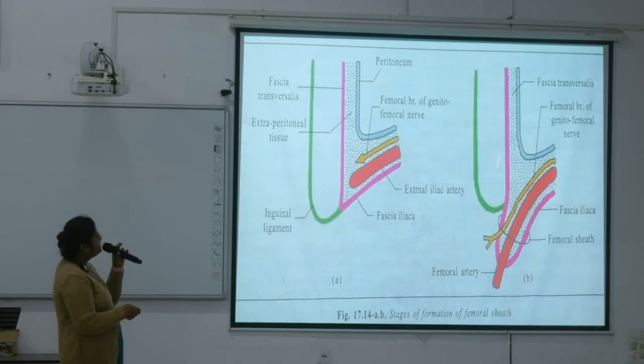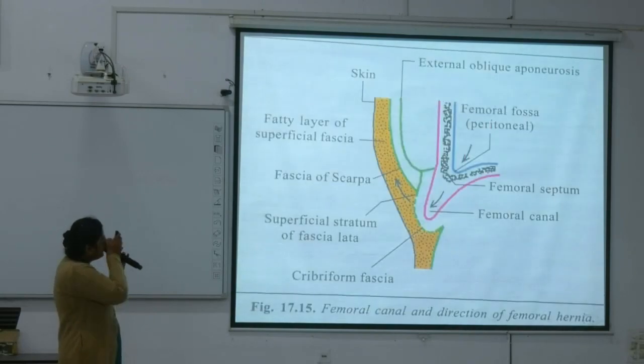Next, this is the formation of the femoral sheath, by extension of fascia iliaca and fascia transversalis. These are pulled downward along this artery and vein, forming the femoral sheath. Here is the cribriform fascia.